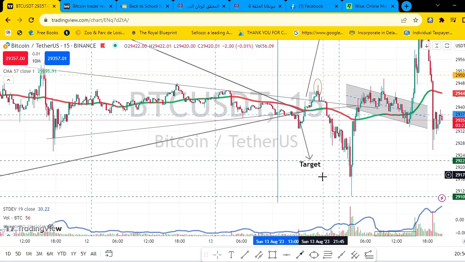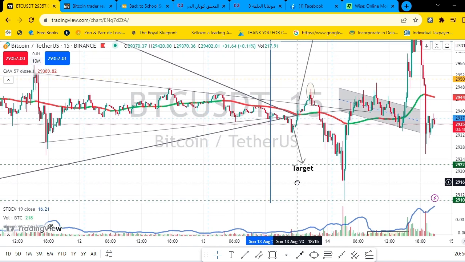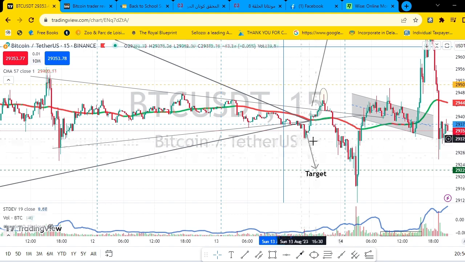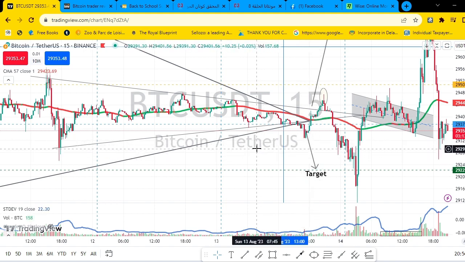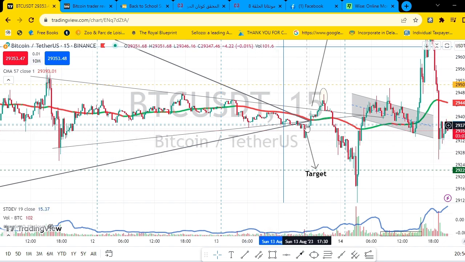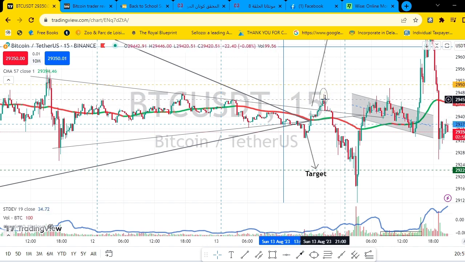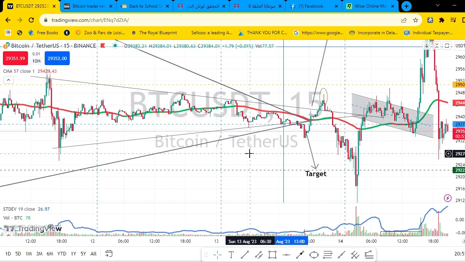And I set this level as a main target, which is the target one. And the market made a fake out. So instead of going directly or continually to this level, it started playing around and made this squeeze reaction, showing the strength of the bears who were really present in the market.